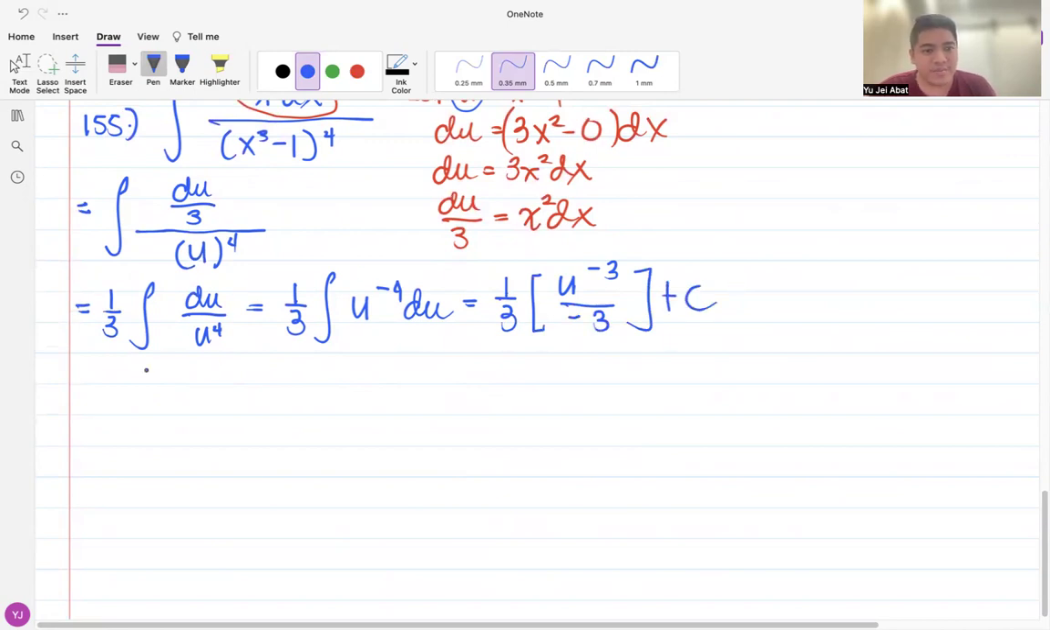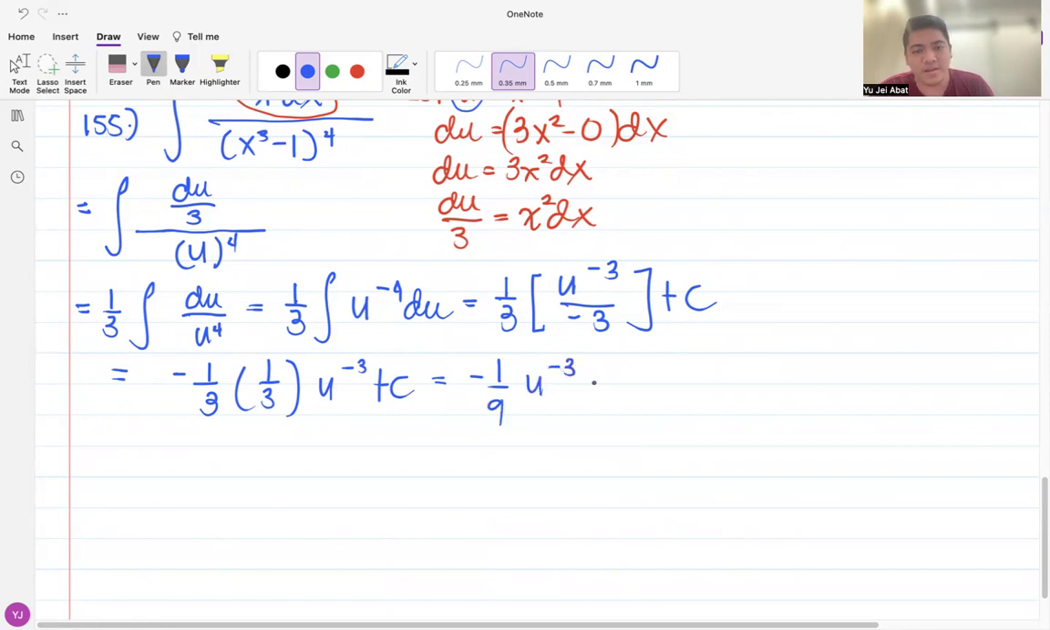So the answer will be what? We have negative 1/3. We can factor out negative 1/3 here times the 1/3 here. Then we have u raised to negative 3 plus c. So negative 1/3 times 1/3, that's negative 1 all over 9, u raised to negative 3 plus c.